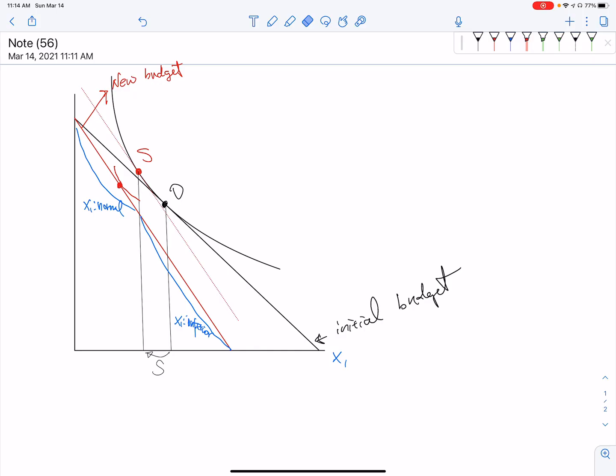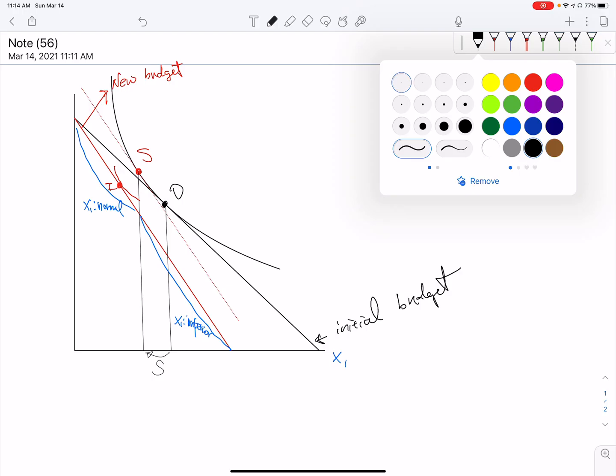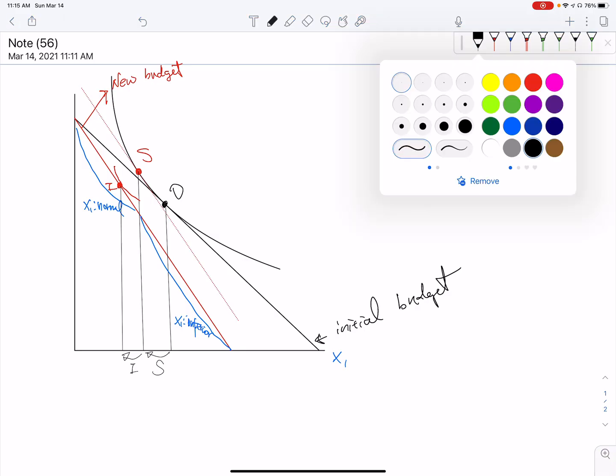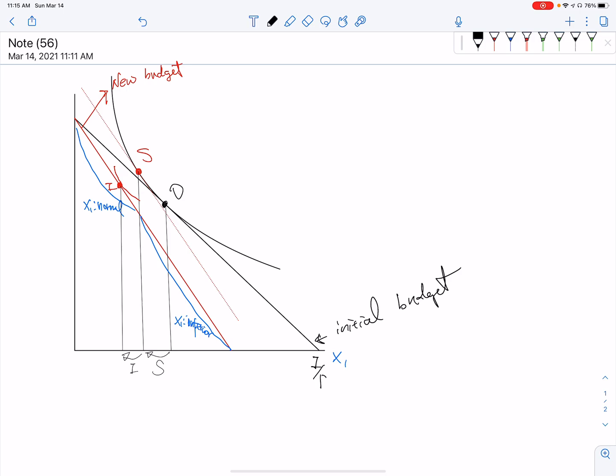So if this is the case, the substitution effect and income effect will be here. So both of them are in the same direction. And this is a typical case. Price of X1 goes up. So this was initially I over P1. This is I over P1 prime. So the price goes up, you decrease the consumption. Both the substitution and income effect work in the same direction, because it's a normal good.